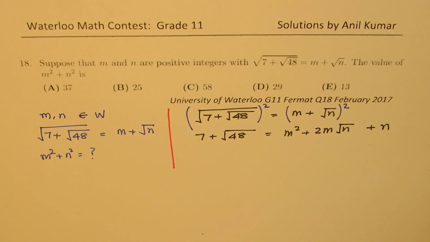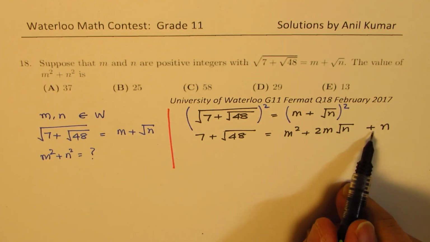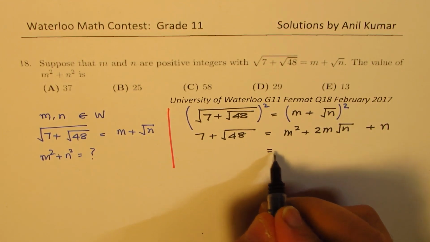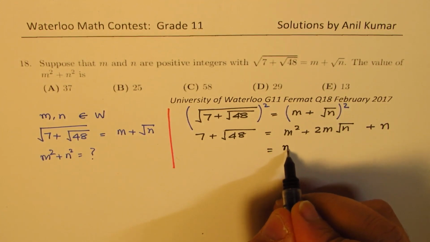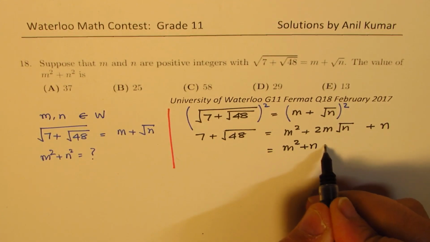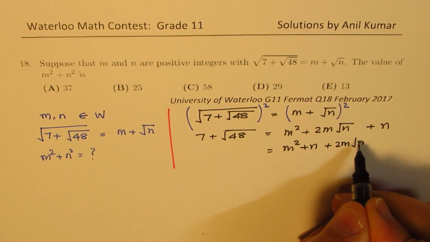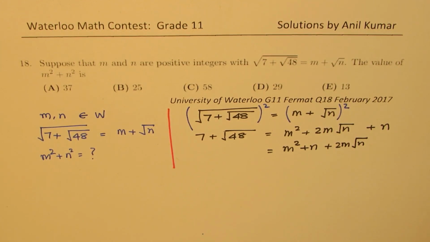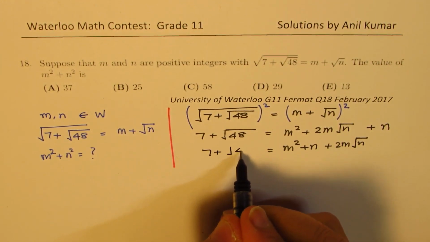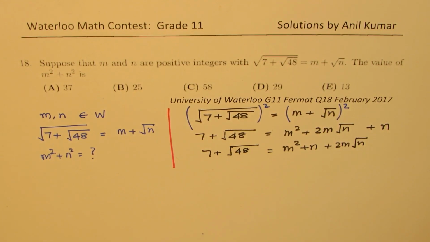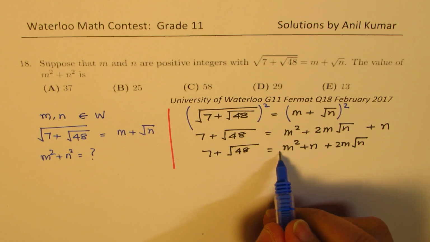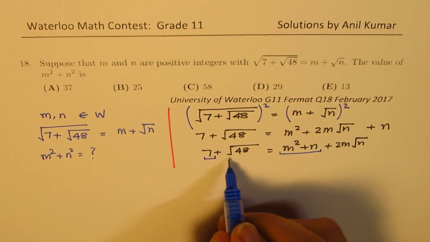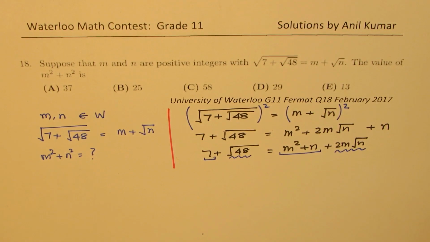Okay. Now, we need to find what m square plus n square is. We get m square plus 2m square root n plus n. Now, let's rearrange this. These are the numbers outside the radical sign. So we could write like this, plus 2m square root n. Now, let me rewrite the left side also, square root of 48. See, strategic thinking is very important. We can equate these numbers as equal to 7 and this number as equal to that. So we have one equation with two unknowns.